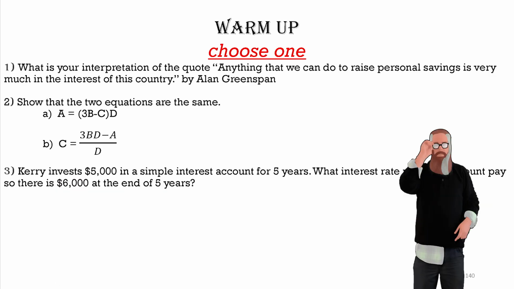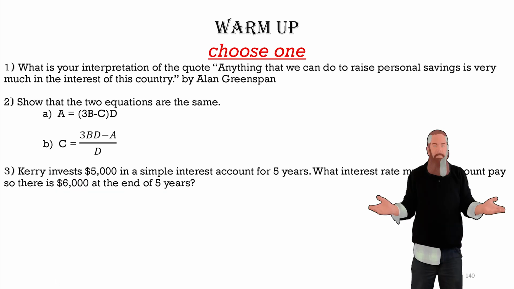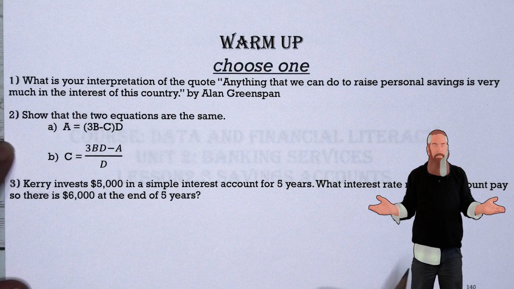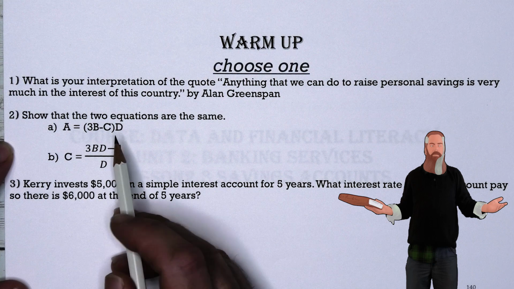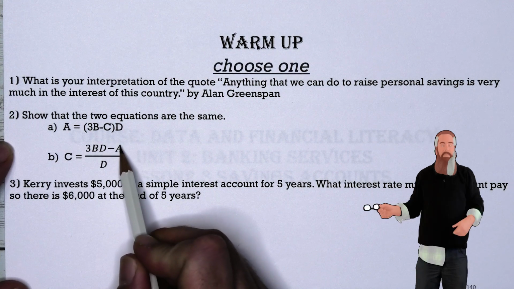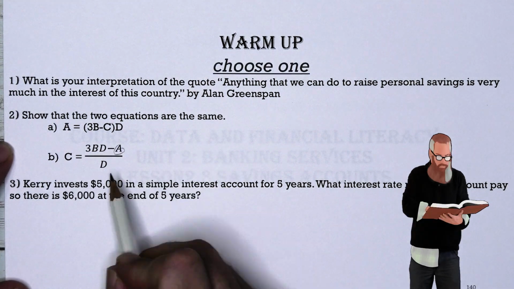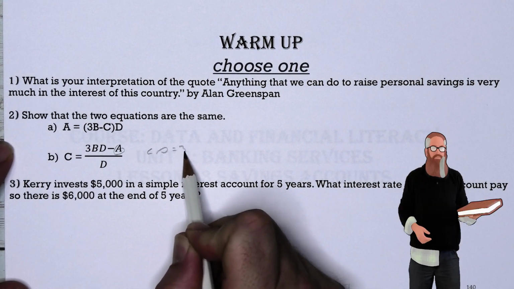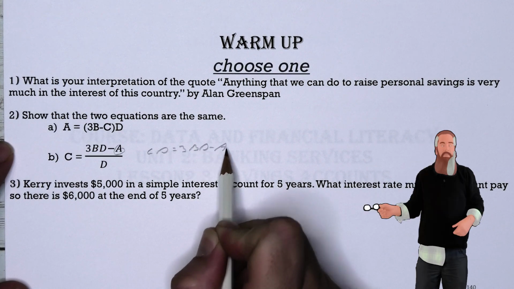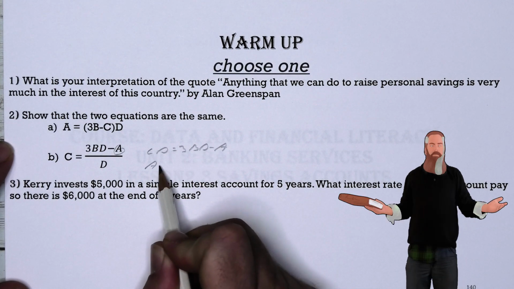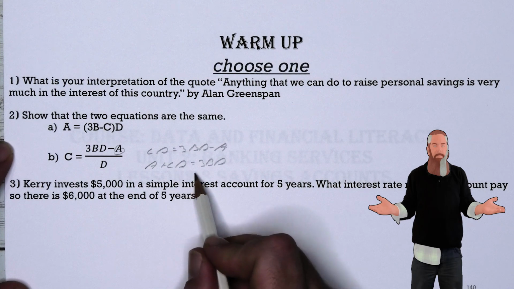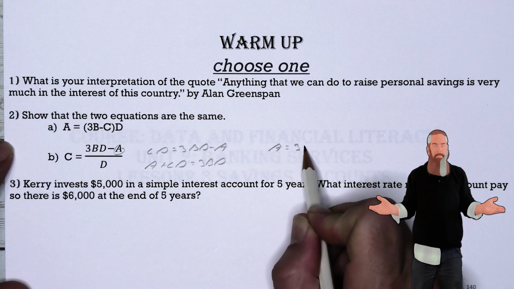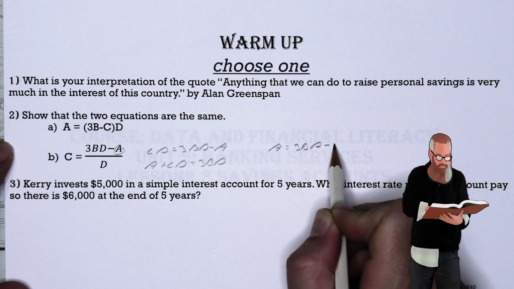To make sure we're ready for this lesson, let's go ahead and do warm-up number 2 and show that two equations are the same. Now, we already have an A equals equation in A, so how about for B, we solve that for A? Multiply both sides by D so that we get CD is equal to 3BD minus A. Move A to the other side, making it positive. We can also move CD to the other side, making that negative. So we have A equals 3BD minus CD.